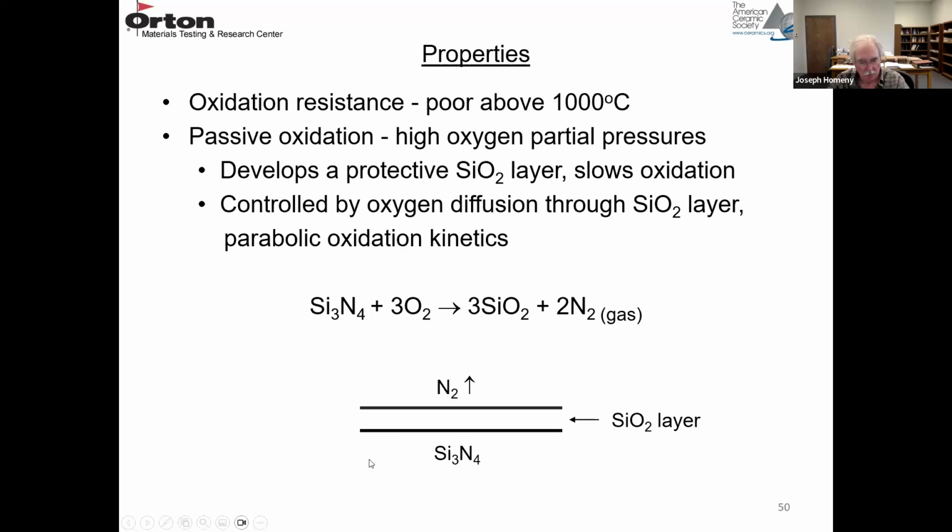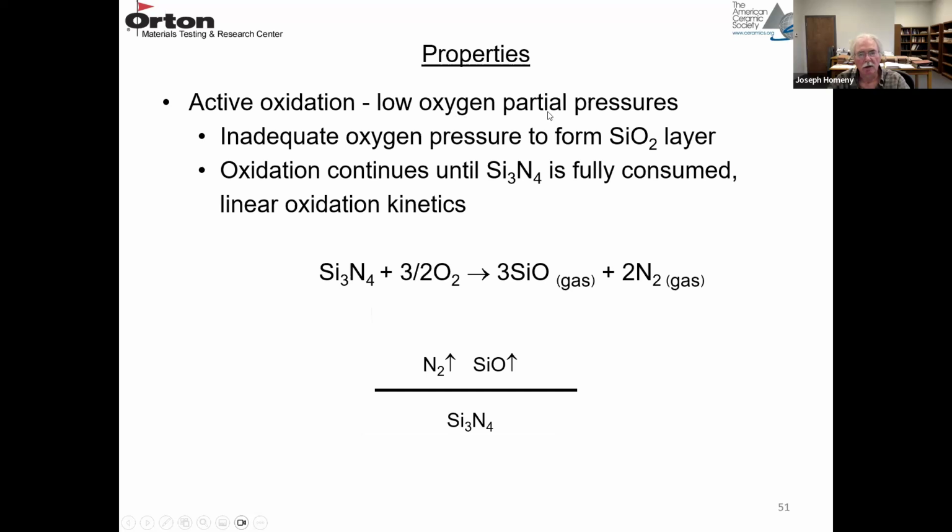So here's your silicon nitride material. You're forming the SiO2 layer, and you have N2 coming off. So the SiO2 layer is a barrier again to oxidation. Oxygen has to diffuse through this layer to react with the silicon nitride and oxidize it. So as this layer gets thicker and thicker, the oxidation slows down, and that gives rise to parabolic kinetics for the oxidation.